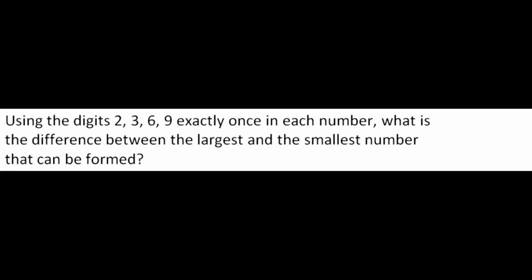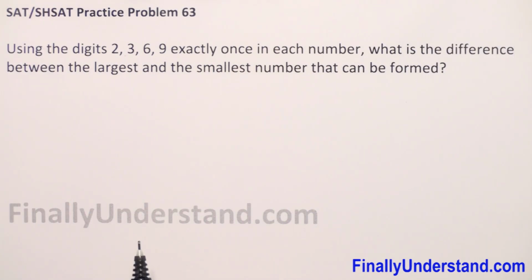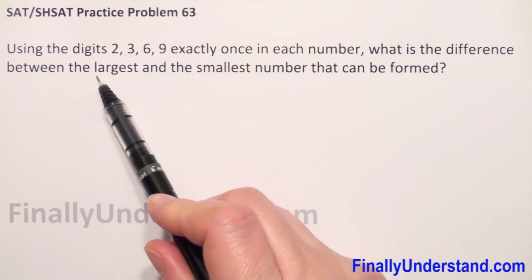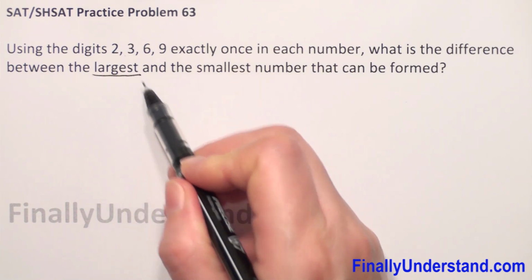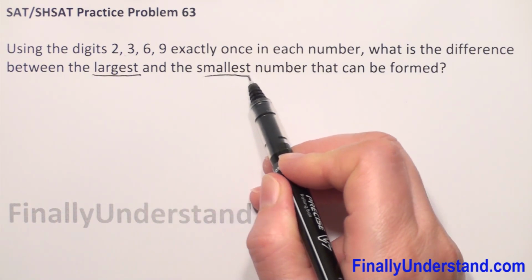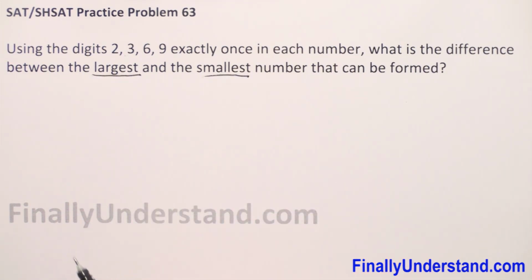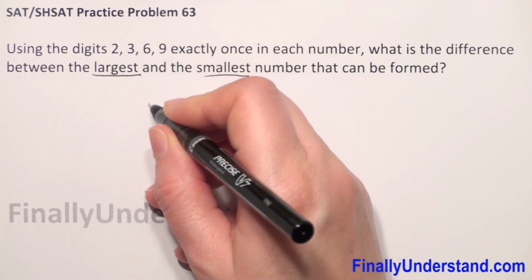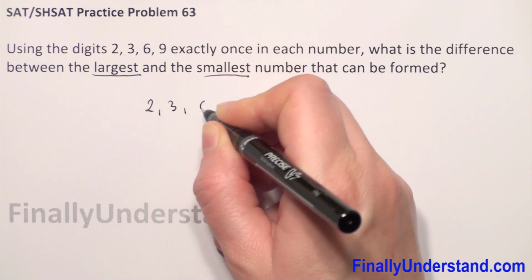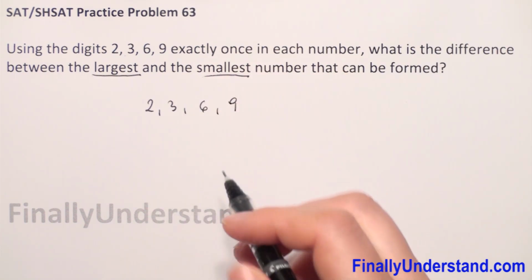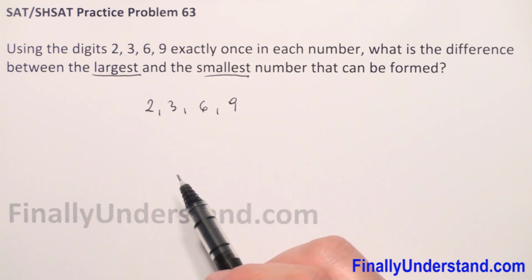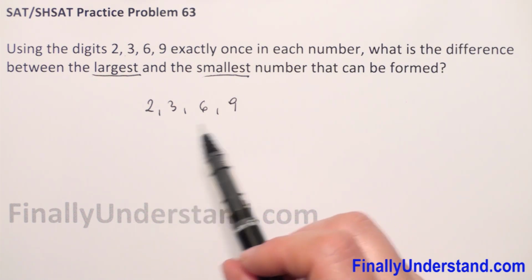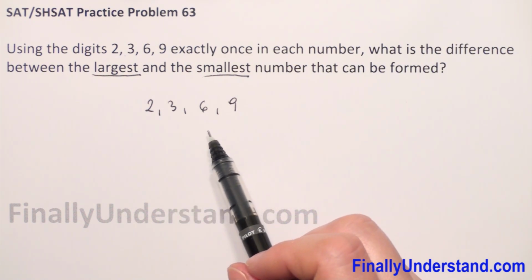Using the digits 2, 3, 6, 9 exactly once in each number. What is the difference between the largest and the smallest number that can be formed? So we have 4 digits. Let me copy 2, 3, 6 and 9. Exactly one time we have to use every digit.